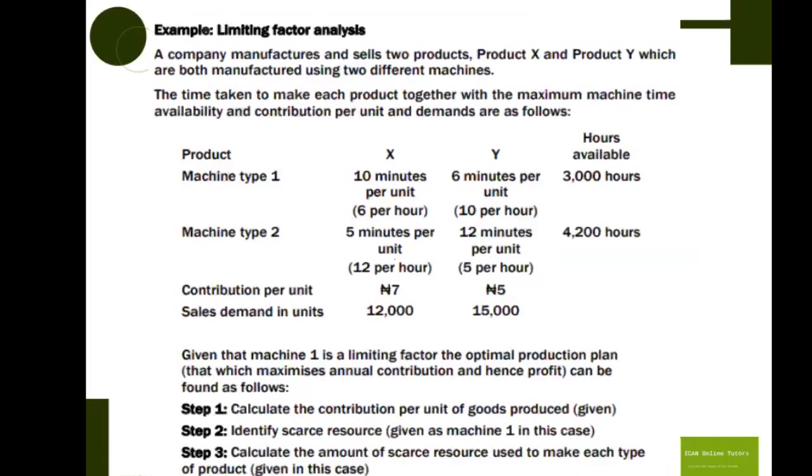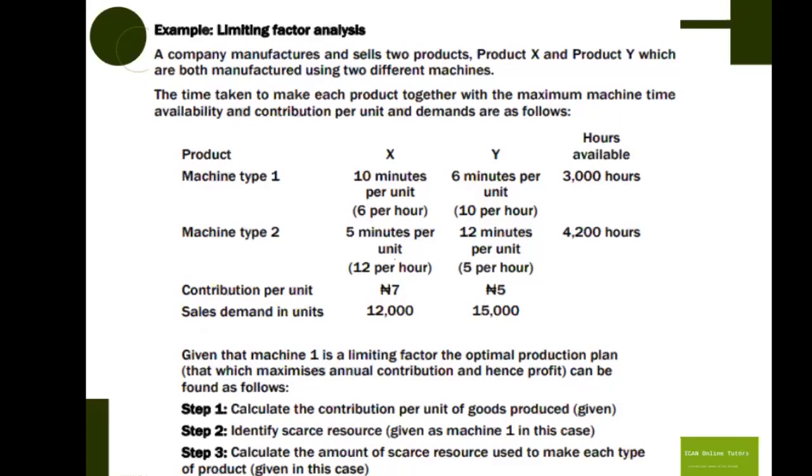A company manufactures and sells two products, product X and product Y, which are both manufactured using two machines. Okay, still the same question that we just finished, that we used to determine that machine 1 is a limiting factor. So first of all, step 1 says we should calculate contribution per unit. We've been given contribution per unit already in the equation, 7 naira for X and 5 naira for Y. Step 2 says we should identify the scarce resources, and we've already identified it in the previous example. This is machine 1. Step 3 says we should calculate the amount of scarce resource that will be used to make each type of product.